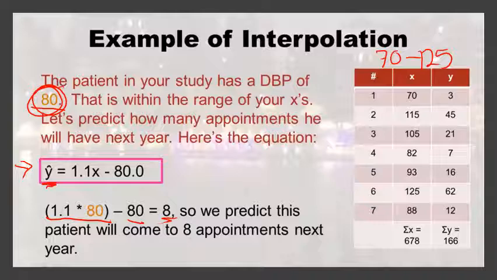That's how easy, nice, and clean this equation works, but only for those values that fall within this range, like an interpolation. It happens nice like that.